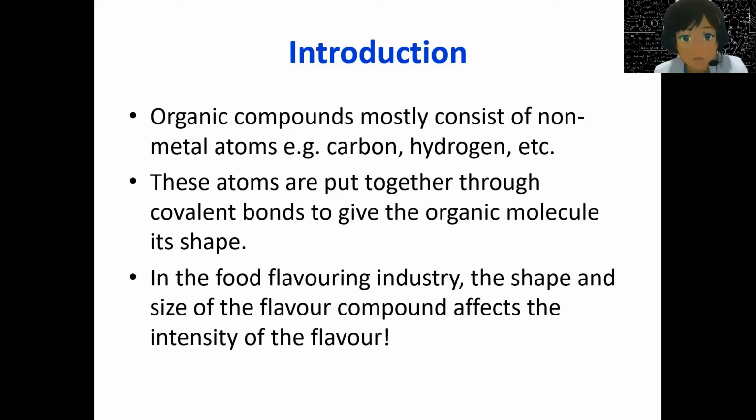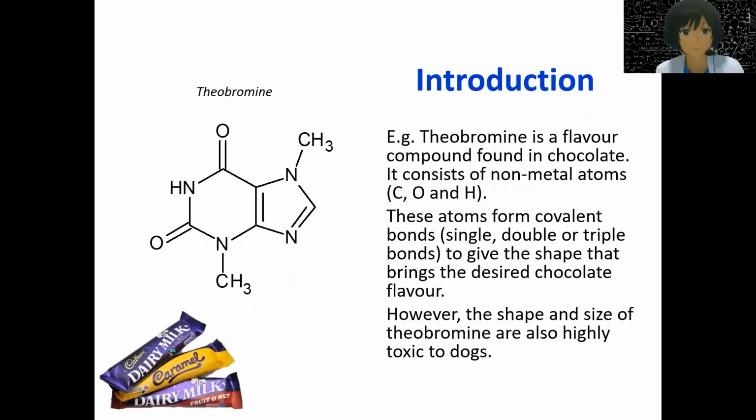Because dairy milk has changed shape, it will melt differently in the mouth, potentially changing the release of molecules from its ingredients and its flavor. An example of a flavor compound found in food is called theobromine. It consists of carbon, oxygen, nitrogen, and hydrogen. These atoms form covalent bonds, single, double, and triple bonds, to give the shape that brings the desired chocolate flavor.